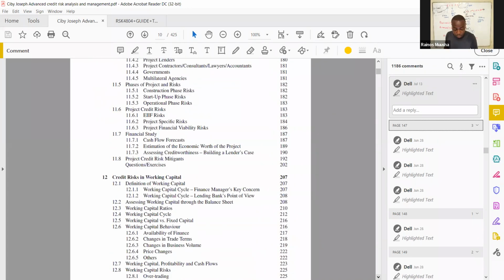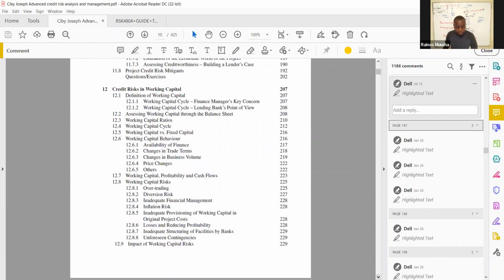Then in chapter 12, we also look at credit risk in what? In working capital. Because we know your working capital is basically your current assets, and your net working capital is the difference between your current assets and your current liabilities. So when you look at short-term financing, when you look at your working capital, you're basically saying, how do you manage the credit risk from the working capital components of your obligors as well?